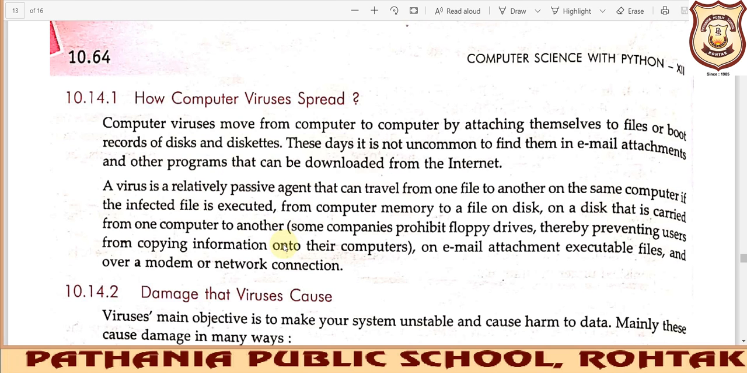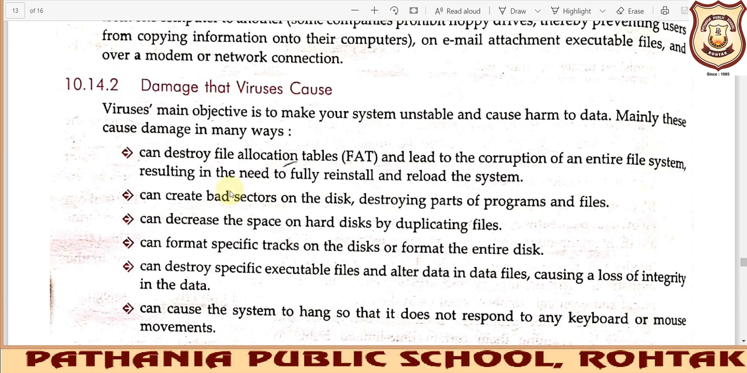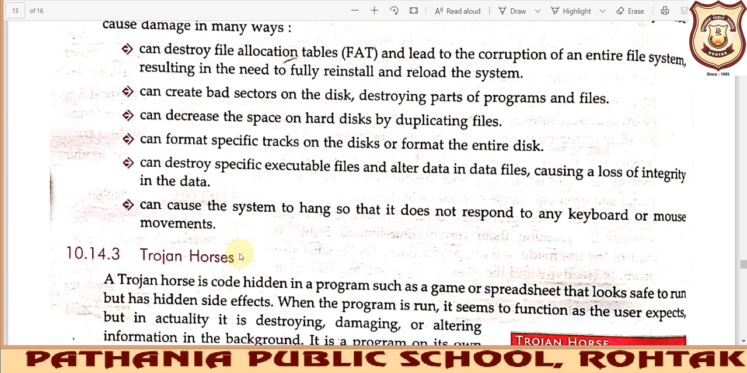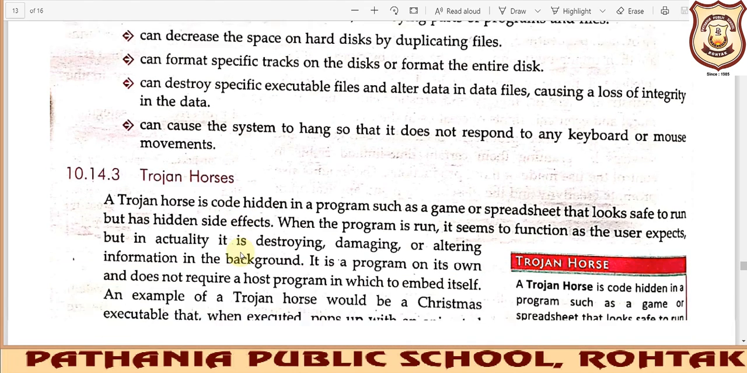Damage that a virus can cause: it can destroy your file allocation tables, your entire file storage pattern. It can create bad sectors on your disk, it can decrease the space of your hard disk, it can format some tracks of your disks. It can destroy your executable files because of which a particular file was running. It can hang up your system. Your mouse or keyboard may stop responding.